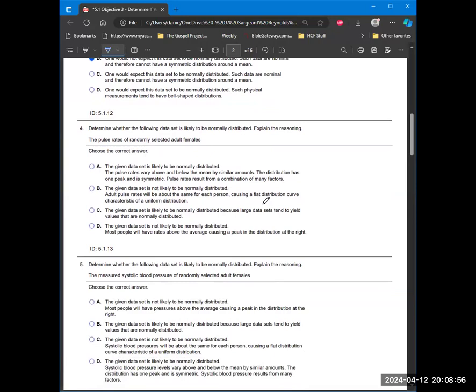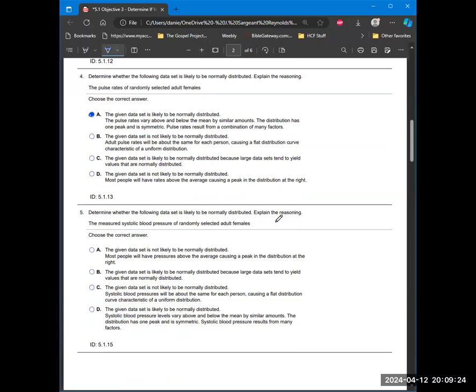Determine whether the following data set is likely to be normally distributed and explain the reasoning. The pulse rates of randomly selected adult females. That would be likely to be normally distributed. The pulse rates vary above and below the mean by similar amounts. The distribution has one peak and is symmetric. Pulse rates result from combinations of many factors.